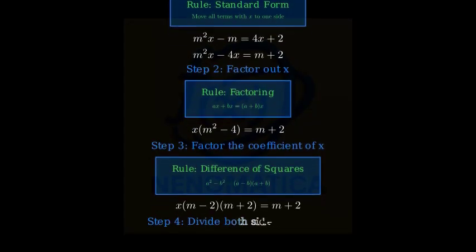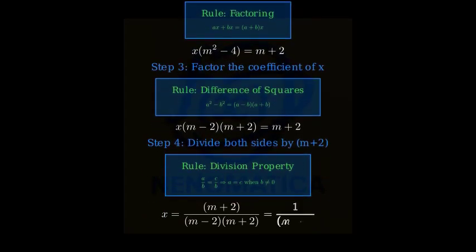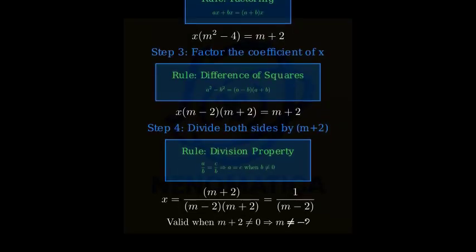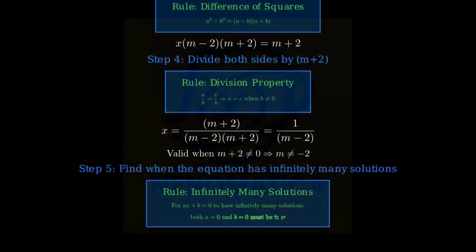For our next step, we'll divide both sides of the equation by m plus 2. This gives us x times m minus 2 equals 1. Notice that this division is only valid when m plus 2 is not equal to 0, or in other words, when m is not equal to negative 2. Now, we need to determine when this equation has infinitely many solutions.